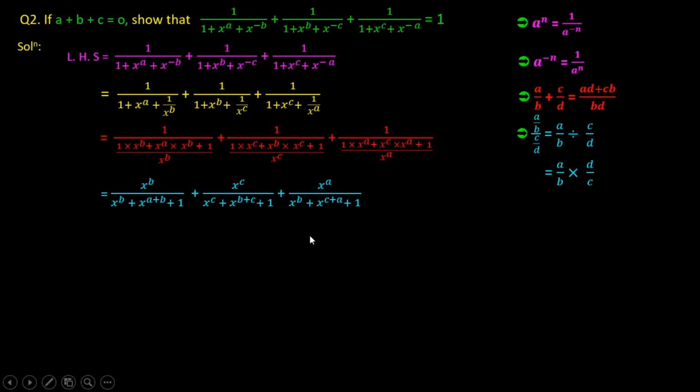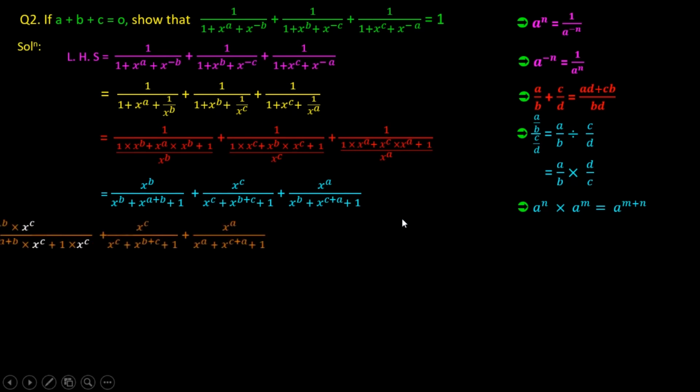And I have used another formula here, this one. So when x to the power a times x to the power b, they have same base, isn't it? Same base, so we have to add the powers by this formula. Same base, just add the powers. So x to the power a plus b. Similarly here also you have to do the same thing, and here also you have to do the same thing.